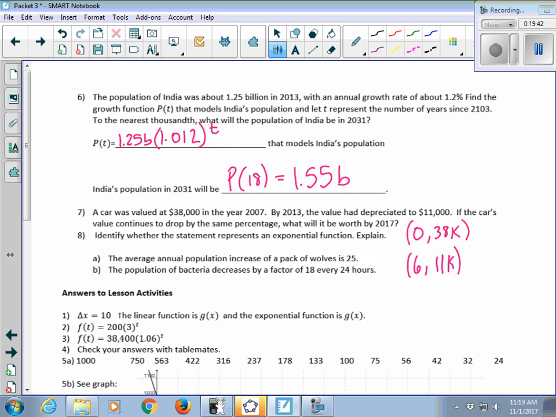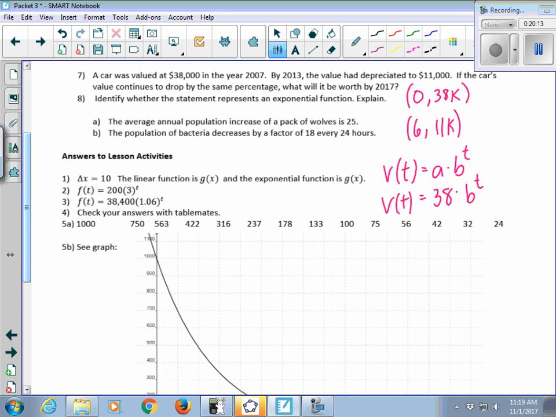All right, so if I'm looking for a formula, P of t, maybe I'll call it V for value, V of t equals A times B to the t. And A I know is my starting value, so that's 38,000 times B to the t. And then I know another point on my function is 6, 11. So 6 is t for time, 11 is value. So I put 11 equals 38 times b to the 6th, and I have to solve for my growth factor b.